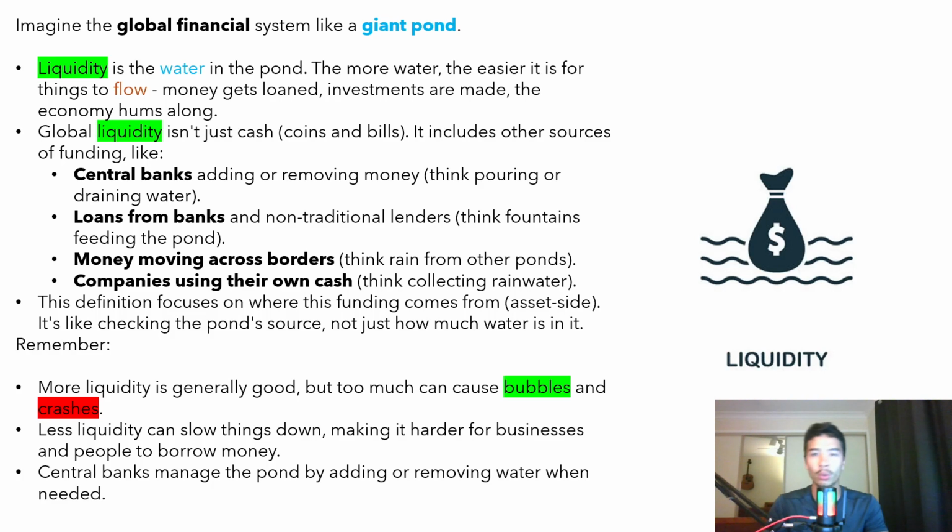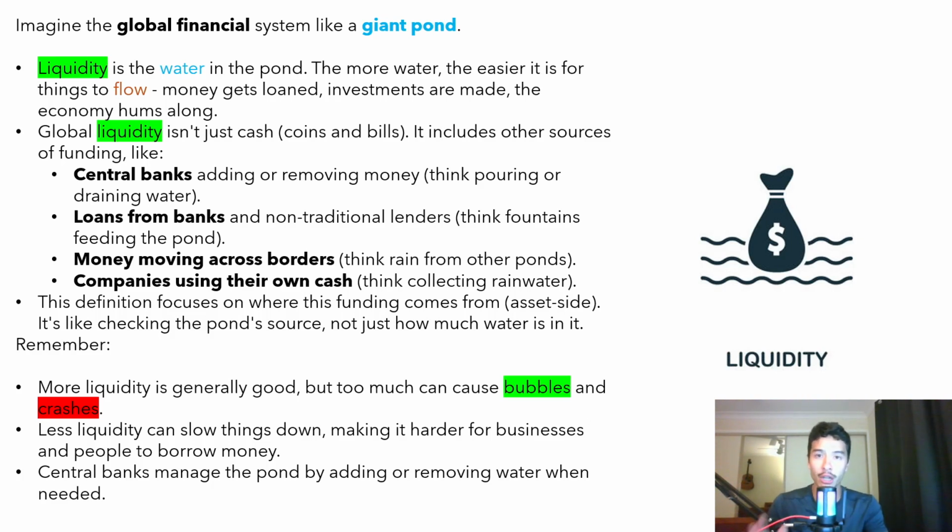Think of pouring or draining water, loans from banks, and non-traditional lenders like fountains feeding the pond, moving money across borders. So think of rain from other ponds, companies using their own cash. Think of collecting rainwater. So this definition focuses on where funding comes from, the more asset side of it. So it's checking the pond's resources, not just checking how much water is in the pond.